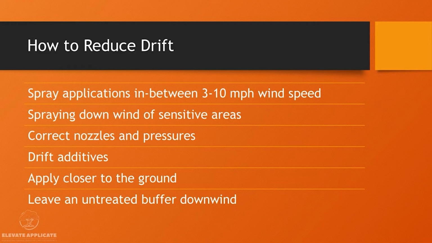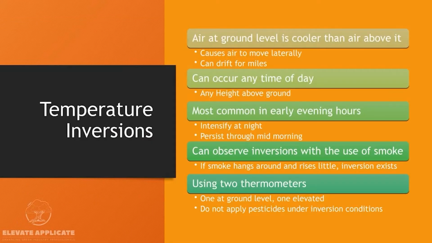You want to spray downwind of sensitive areas. You want to use the correct nozzles and pressures. Use drift additives as necessary. Apply closer to the ground and leave an untreated buffer downwind.